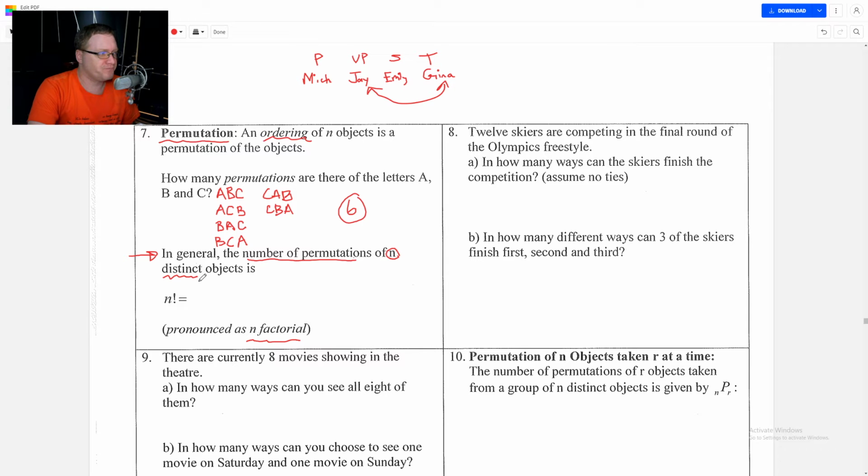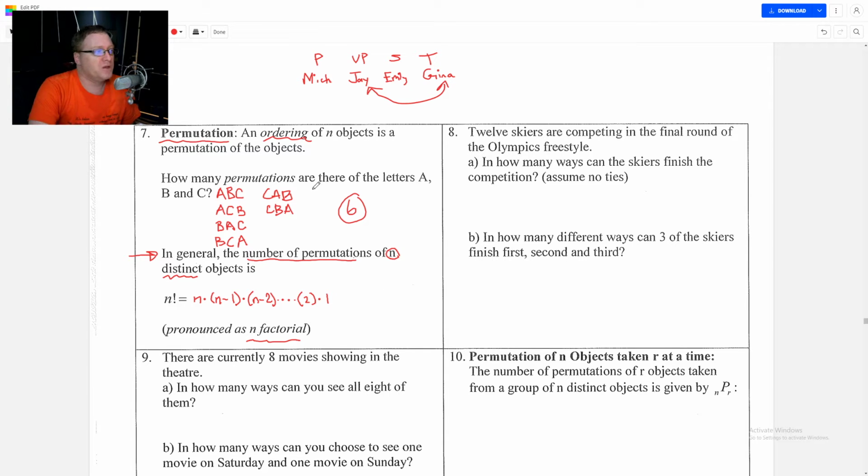What is a factorial? Well, factorial is just n times n minus 1, then times n minus 2, times n minus 3, n minus 4, n minus 5, all the way down to where we get to times 2, and then times 1. And then that's it. So this is n factorial. For example, 5 factorial is 5 times 4 times 3 times 2 times 1.